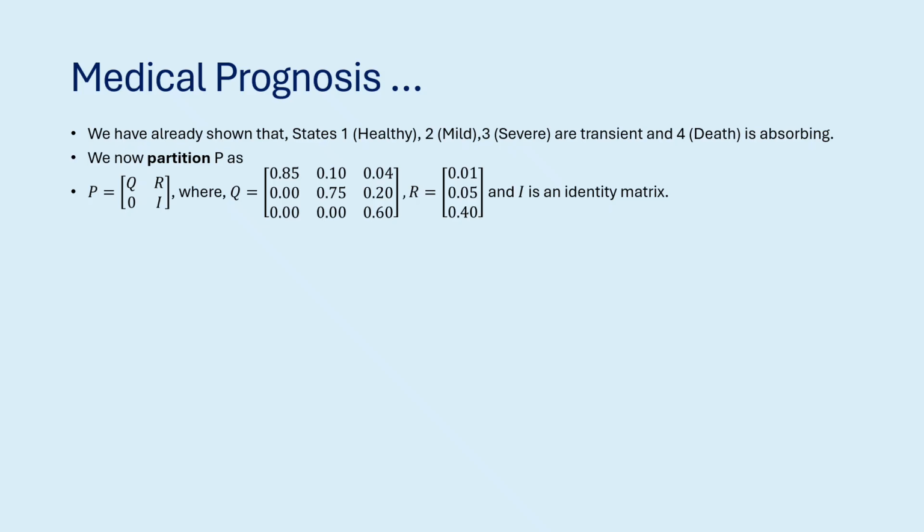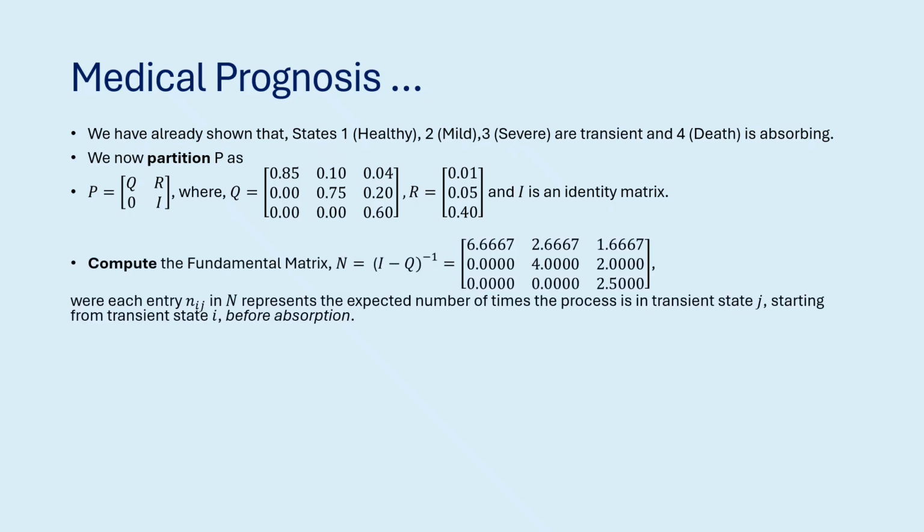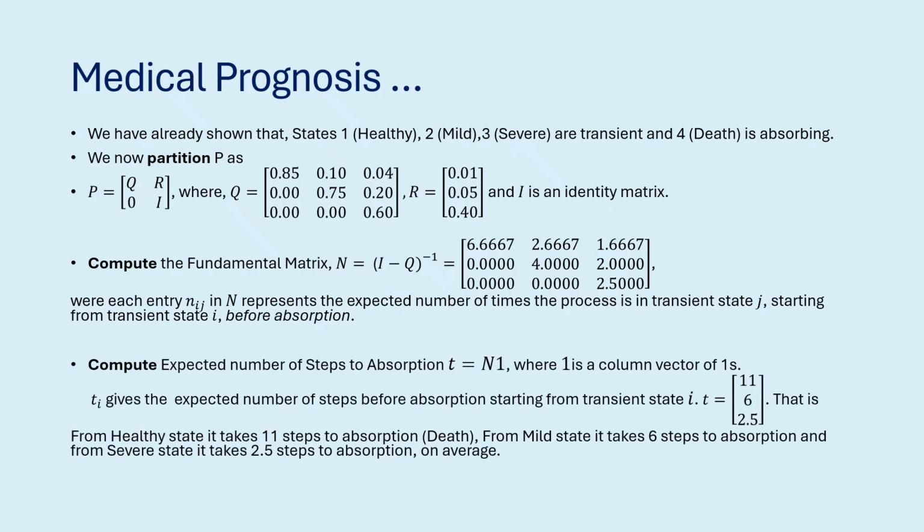Let us partition the matrix P in the form Q, R, 0, and I. Each is a matrix, and we compute the capital N as (I minus Q) raised to minus 1, and then that is multiplied by 1, where 1 is a unit vector, and that becomes T. So that you will get the number of steps required for absorption from a transient state. Only the transient state absorption numbers are shown here using the calculation.